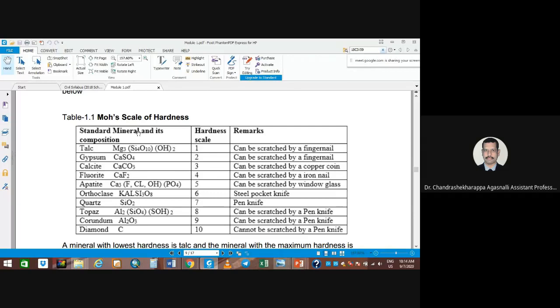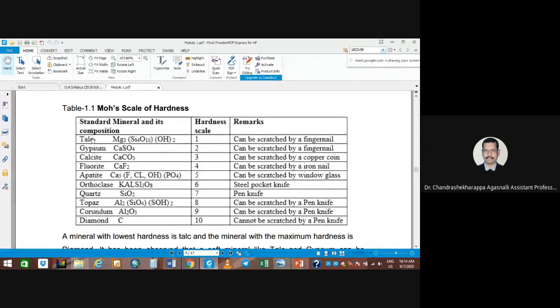This is the Mohs scale of hardness. There are talc, gypsum, calcite, fluorite, apatite, orthoclase, quartz, topaz, corundum, and diamond. This is worldwide accepted. We have categorized these top 10 minerals.